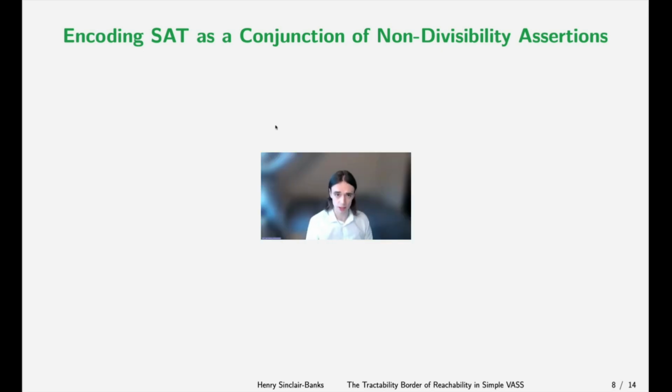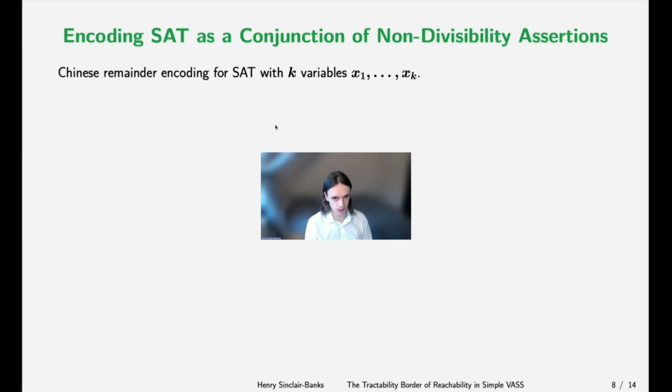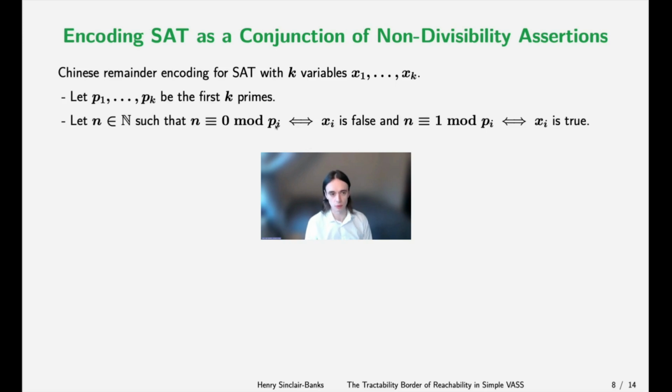Okay, first I'll explain the Chinese remainder encoding for SAT with k variables. Let's call them x1 through xk. So first you'll want to pick the first k primes. Let's call them p1 through pk. An assignment will be represented by a natural number. Let's call it n. And the way the assignment is encoded is that for each prime pi, if n is congruent to 0 mod pi, then xi is false, and otherwise if n is congruent to 1 mod pi, then xi is true.